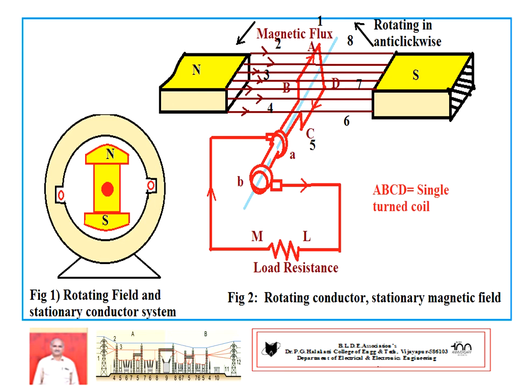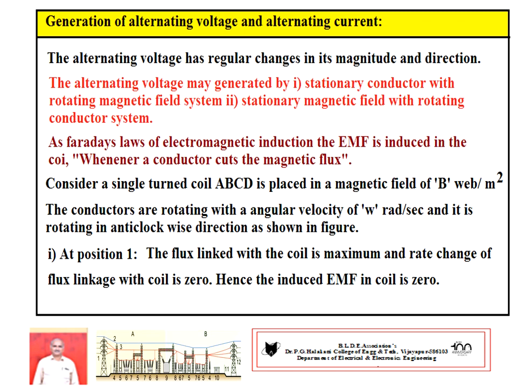So, in this manner, in one rotation of the conductor system, one cycle of AC voltage is generated. This can be observed in the waveform. The alternating voltage has regular changes in its magnitude and direction.